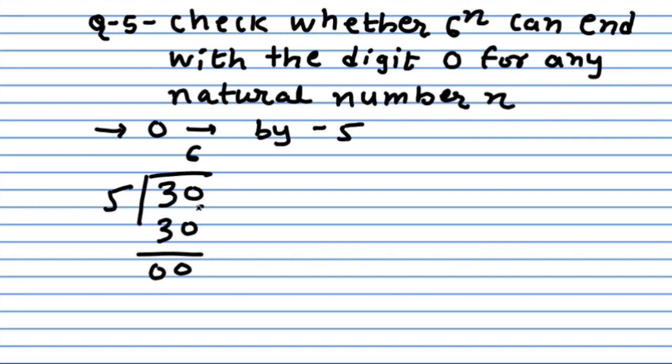having last digit 0 by 5 with the remainder 0, as well as you can divide this number 30 by 2 very easily. We know that 15 twos are 30, so the remainder is 0 there too. So these are two conditions and we are going to check them. If these two conditions are fulfilled by 6 raised to n, then we can say that 6 raised to n can end with the last digit 0.